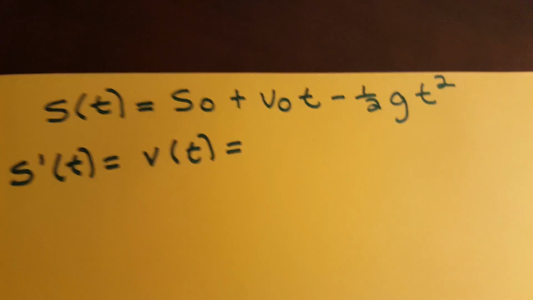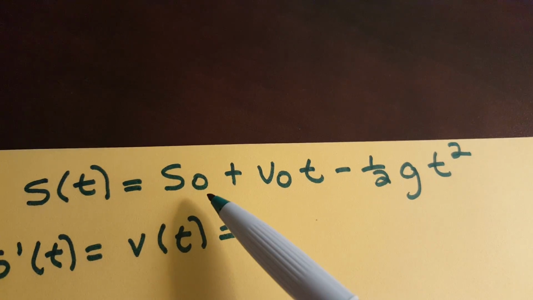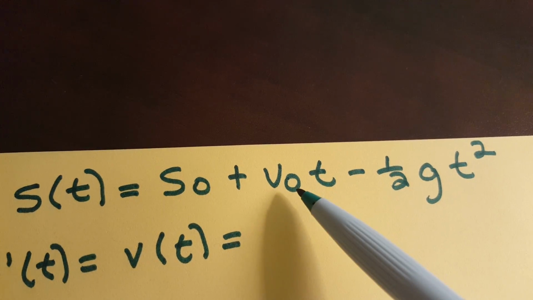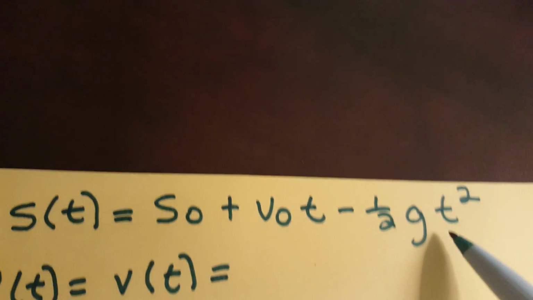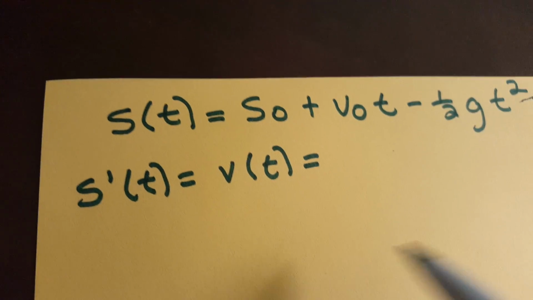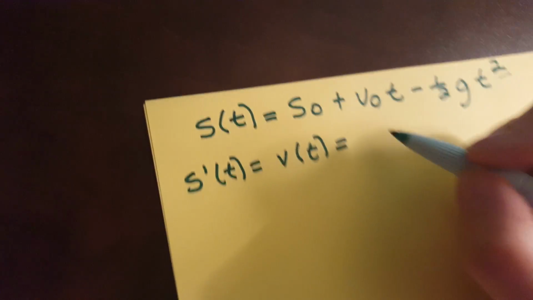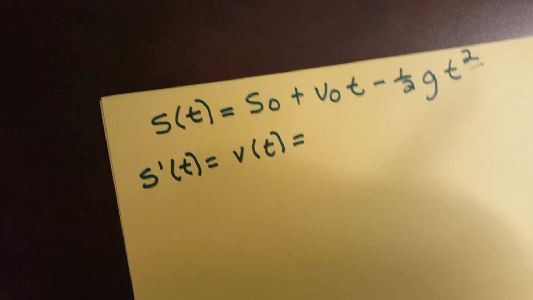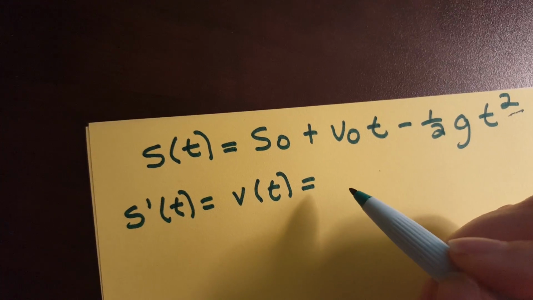Okay, so we know our position formula. It's given by S sub 0, the initial position, plus V sub 0 times t minus 1/2 g times t squared. And our velocity function is found by taking the derivative of the position function. I'm trying to record and write at the same time, so just bear with me.